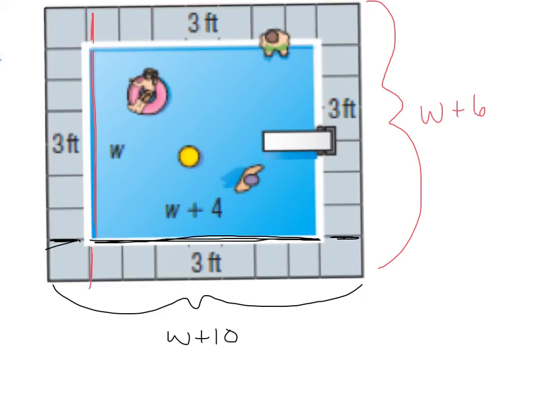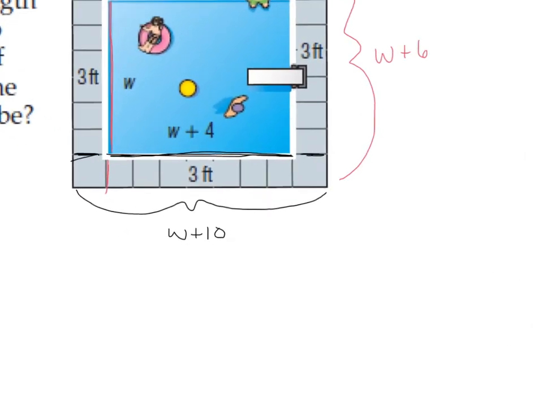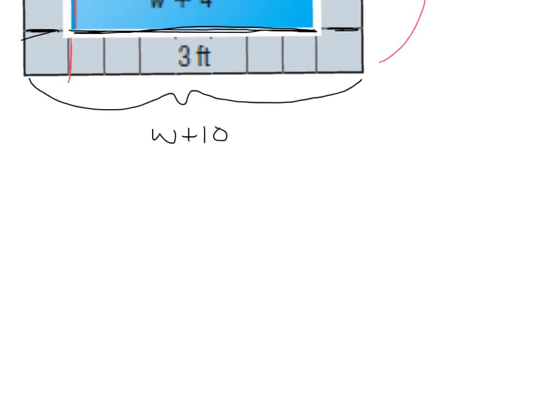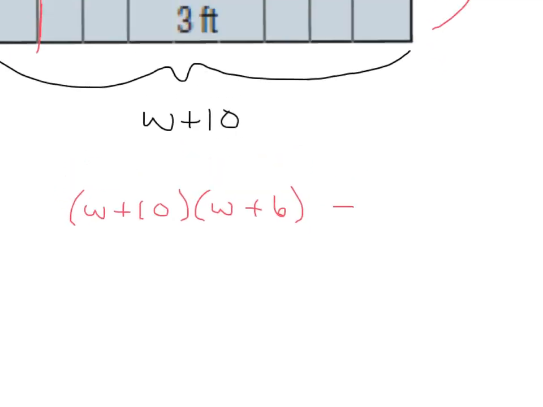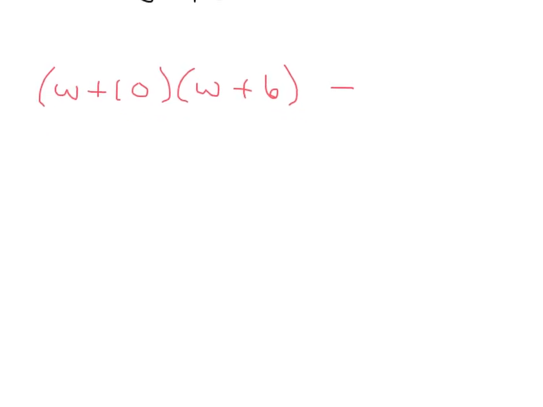Okay. All right, so now to find the area, I'm going to take the big guy, the W plus 10 and the W plus 6, or area of my big rectangle. And I'm going to subtract off the pool. So on the pool we had a W and a W plus 4. So we have W and then W plus 4.